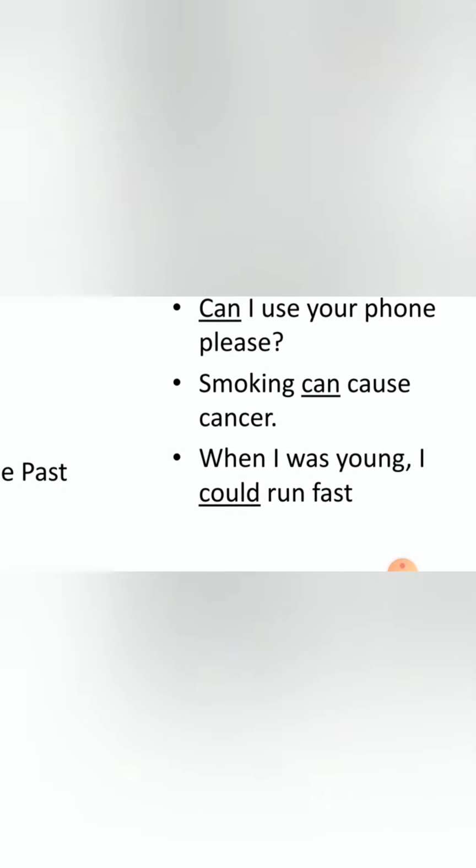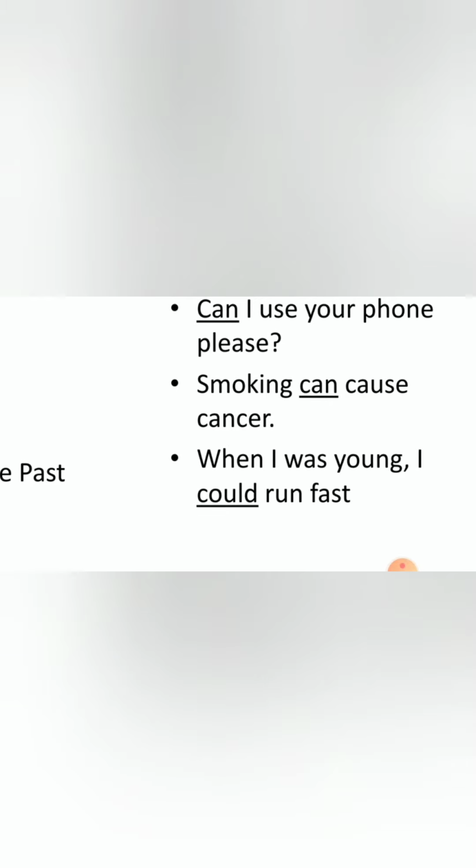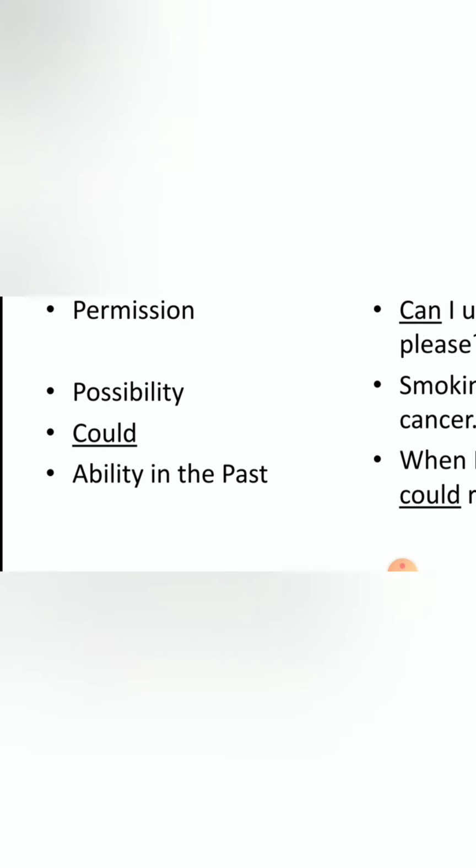When I was young, in the past, he was young. When he was young, he could run fast. When I was young, I could run fast. It shows the past ability in the past. Past form of can is could. Okay? Right.